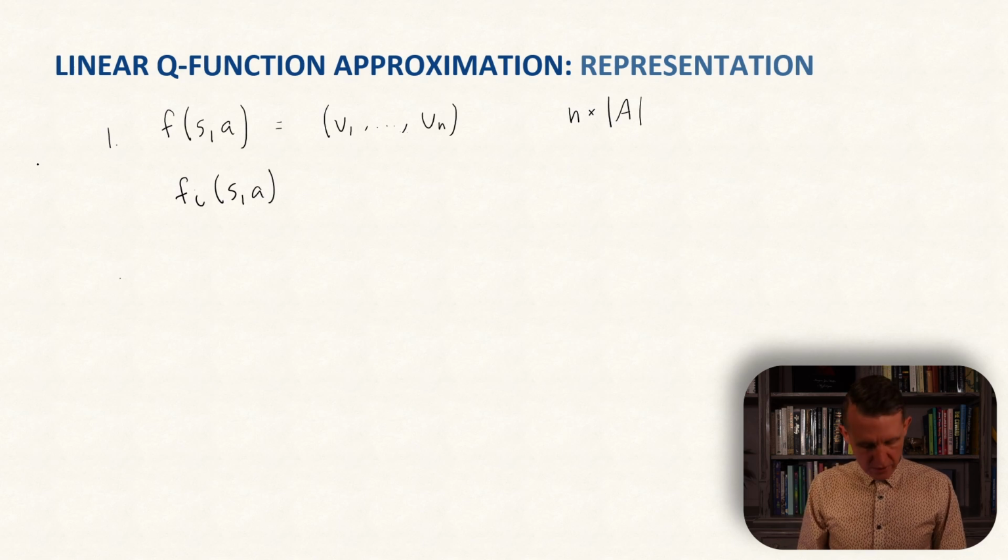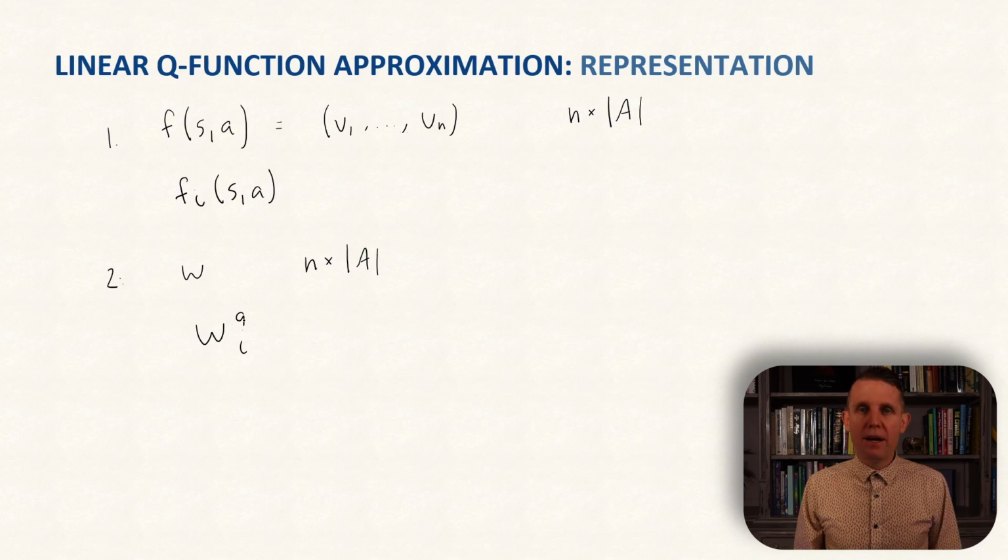The second important concept is the weight vector w, which is also of size n times a. The weight vector gives the weight or the importance for each one of these feature action pairs that we have in our problem. We use the notation w_a,i to refer to the weight of the pair that is the action a and the feature i.